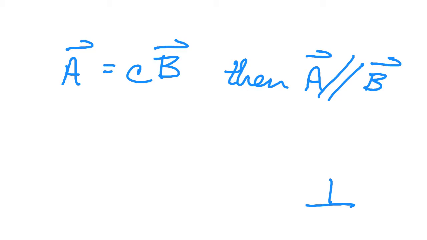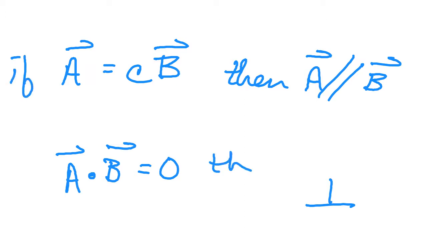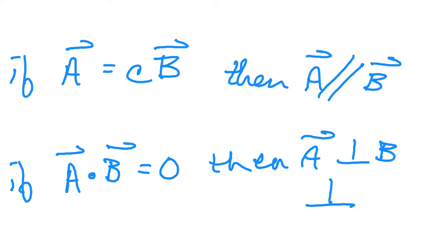And then I think they're orthogonal or perpendicular if their dot product is 0. So if A vector dot B vector equals 0, remember, not 0 vector, because the dot product is a scalar, then A vector is perpendicular to B vector. In other words, they're 90 degrees apart. Okay.